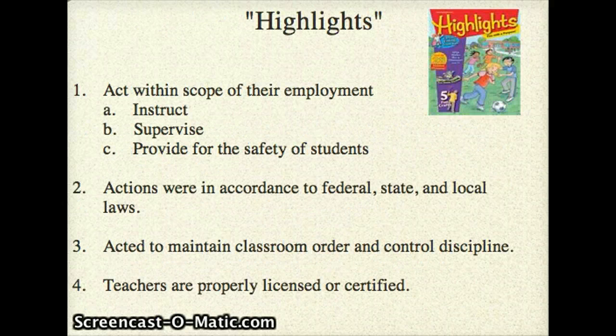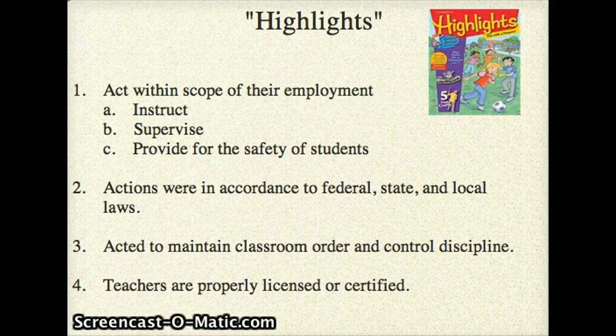What are some highlights of the Teacher Protection Liability Act? Well, number one, teachers are protected from punitive damages if they act within the scope of their employment. Obviously, the teacher has three specific duties specified by the courts. They are to instruct, to supervise, and to provide for the safety of students. In loco parentis, or in place of parents, does come into play here as spelled out by the courts. Since we do take the place of parents in an educational setting, that would come into play here.